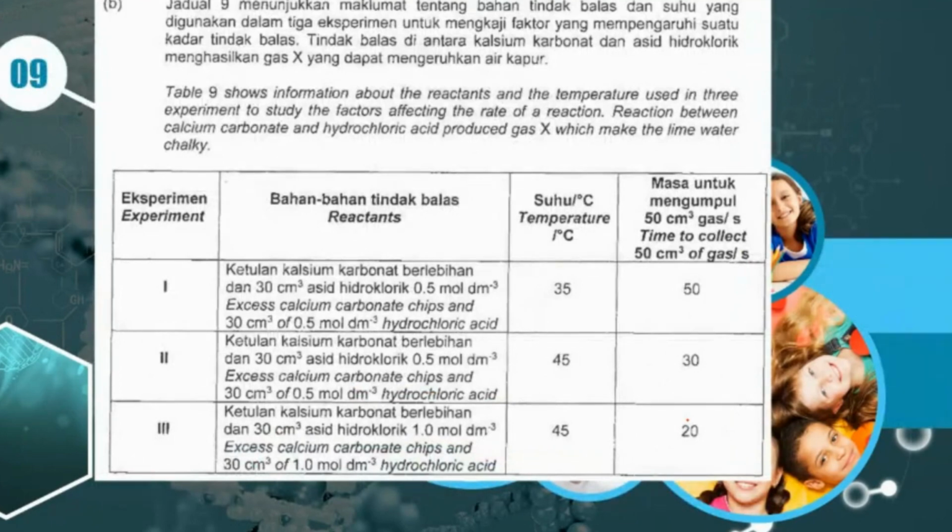Okay, now B. The table shows the information about the reactants and the temperature used in 3 experiments to study the factor affecting the rate of reaction. So the reaction between calcium carbonate and hydrochloric acid produces gas X, which makes the lime water cloudy. So this one we just discussed already. Hydrochloric acid reacts with calcium carbonate, producing calcium chloride, carbon dioxide, and water. This one times 2. So the gas here will be carbon dioxide gas. Okay, now we look into the 3 experiments, 1, 2, and 3.